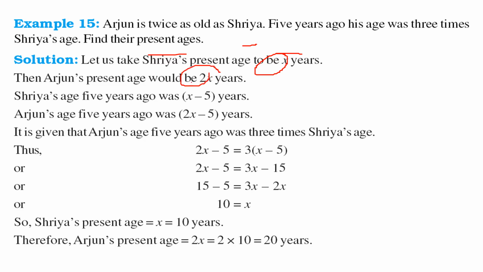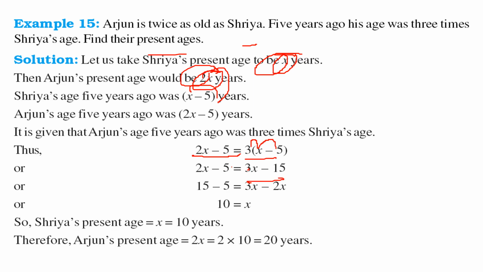Twice, so 2x. Now 5 years ago, we have to subtract 5 from this and 5 from this. So x minus 5 and 2x minus 5. What is given is that 5 years ago, Arjun's age was 3 times Shriya's age. So Arjun's age 5 years ago was 2x minus 5, and this will be thrice x minus 5, that is thrice the age of Shriya. And we solve it, 3 into x minus 15.